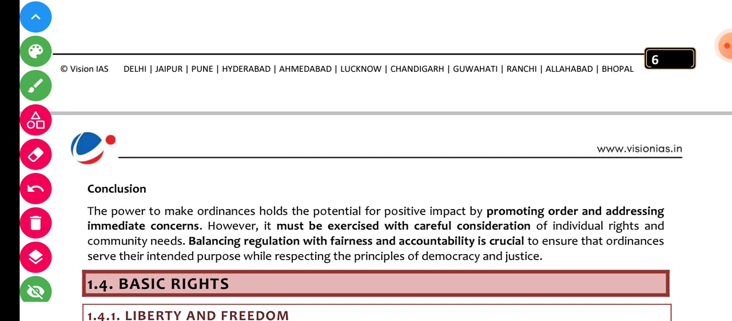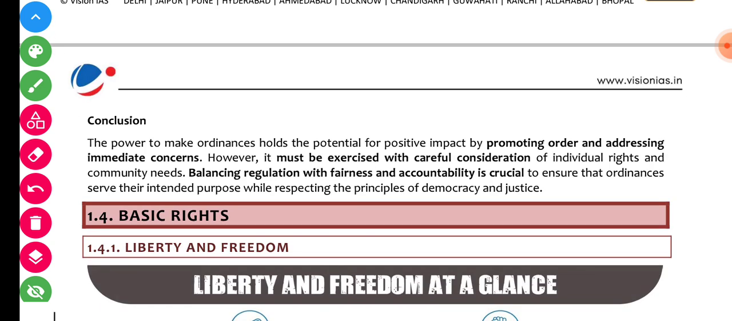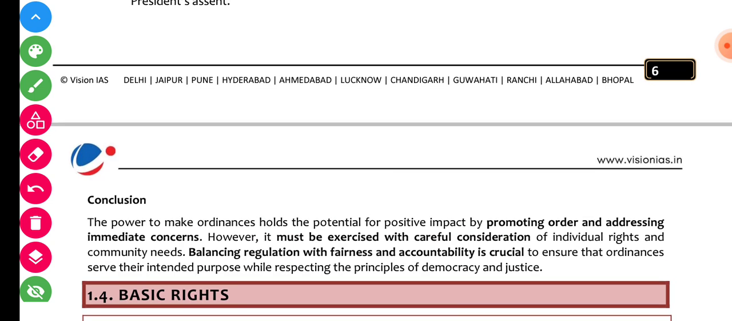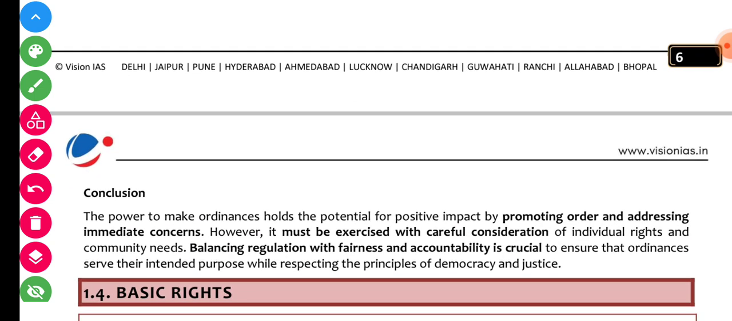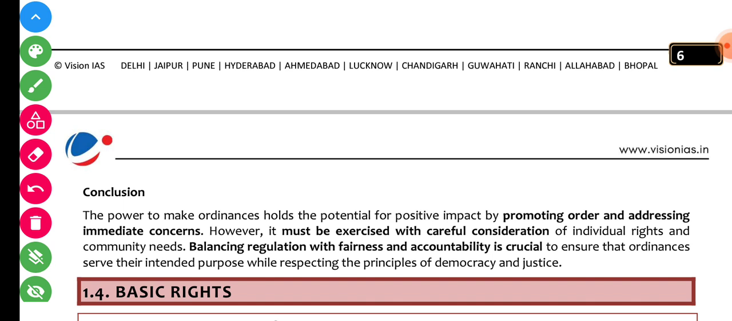Okay, so the governor passed more than 600 ordinances during the 14 years of the legislature. Okay, sorry, I think 1400, yes, 1400 in 6 years. Okay, so what is the conclusion?